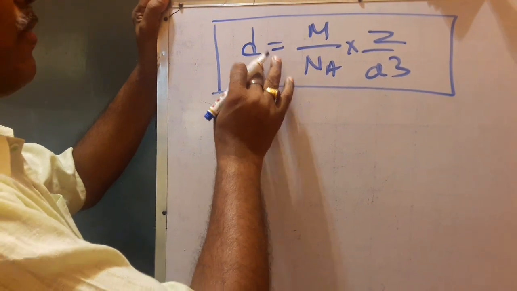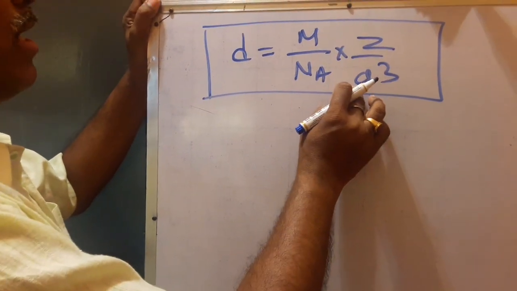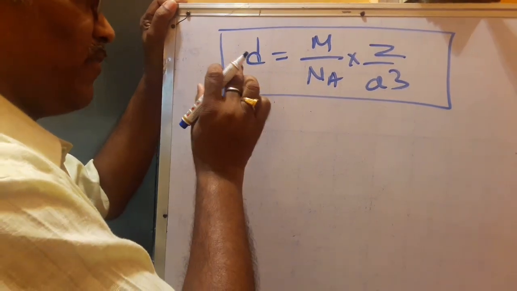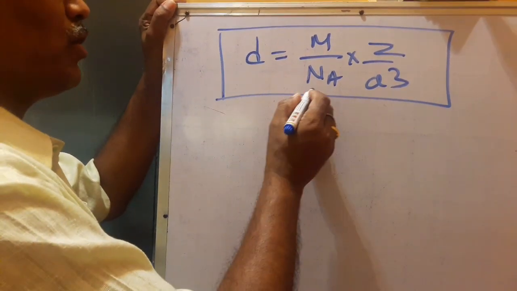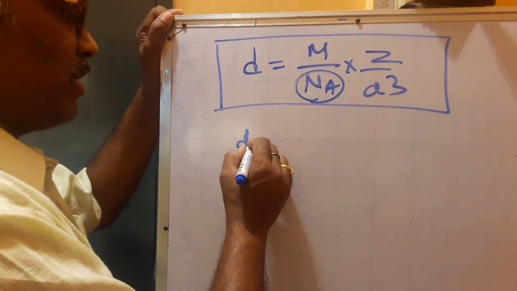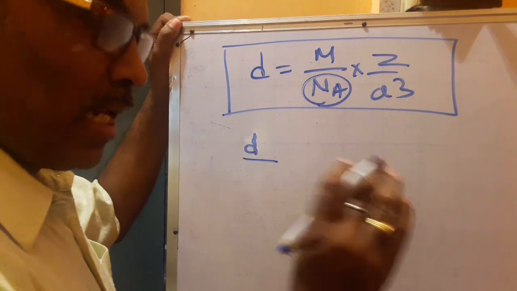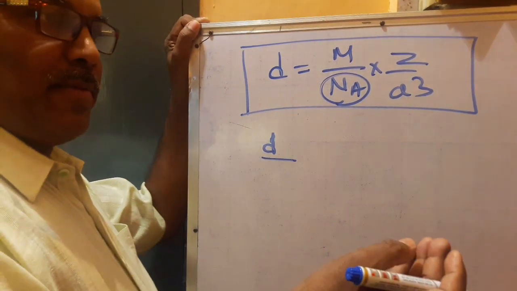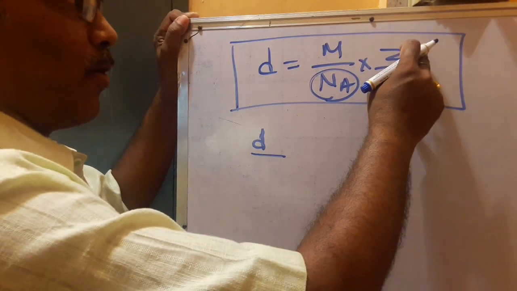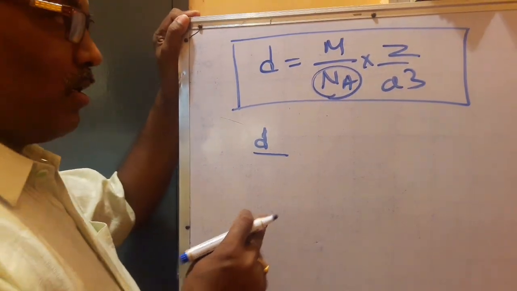Now students, you see there are 5 unknowns. If any 4 unknowns are given, the 5th one can be calculated. And this is a very good formula by which we can also verify the value of Avogadro's constant. Density of any solid can be measured in the laboratory by the water displacement method. The molecular mass of the substance you know, and the number of particles per unit cell you know.